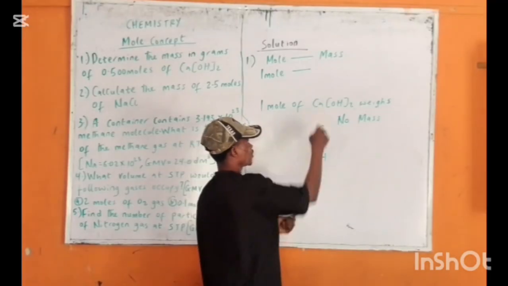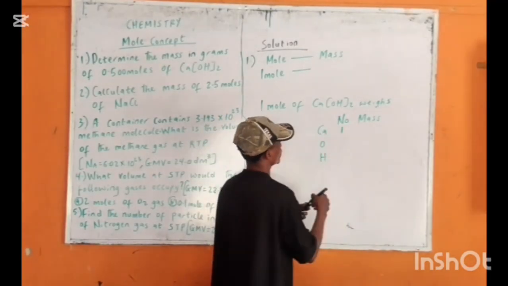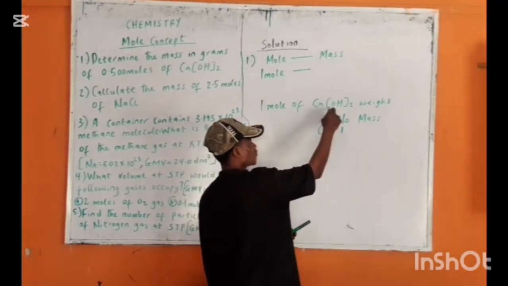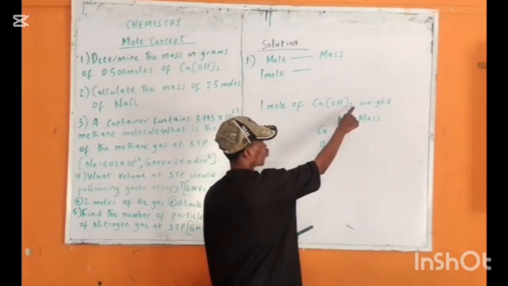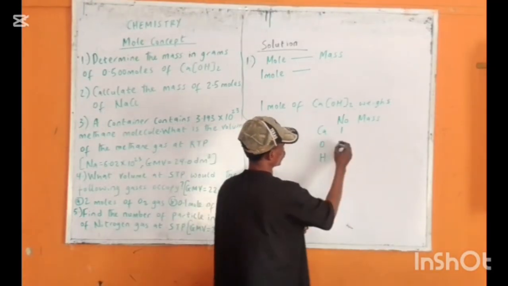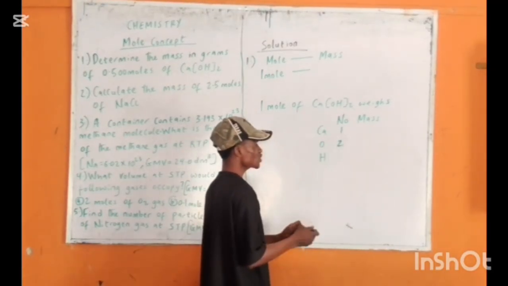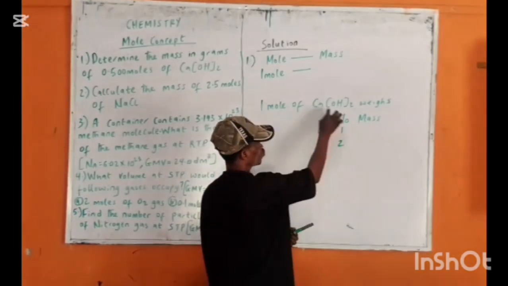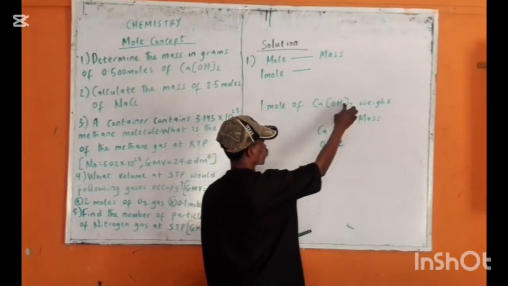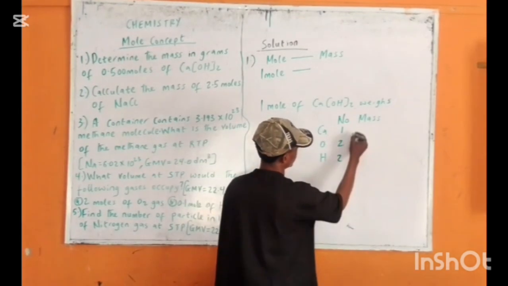How many calcium do we have here? We have just 1 calcium. How many oxygen do we have here? We're having 2 oxygen, because 2 times 1 is 2. How many hydrogen do we have here? We're having 2 hydrogen. 2 times 1 is 2. So we're having 2, multiplied.